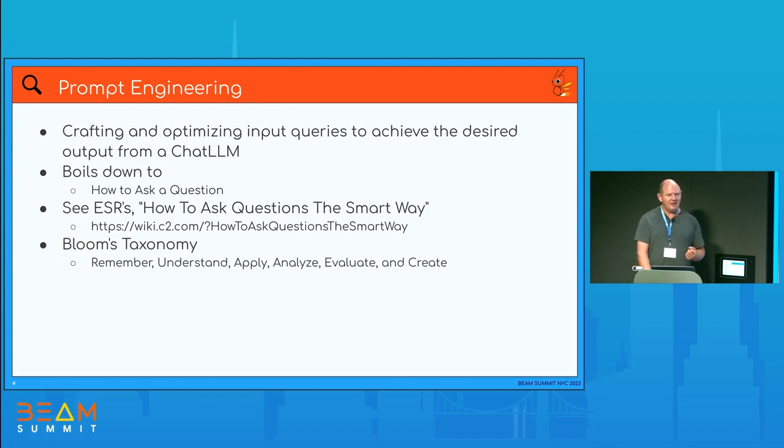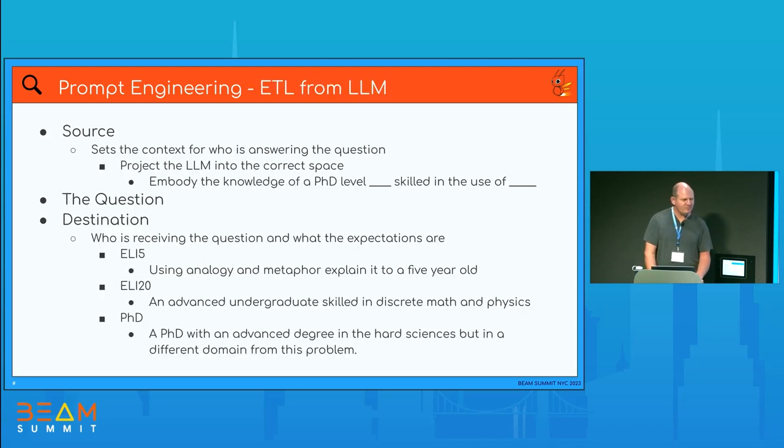The other thing is talking about Bloom's taxonomy and knowledge and epistemology and understanding knowledge and philosophy. There's a lot of different things when you're doing research about prompt engineering that you can leverage in how you would generate your prompts. So I kind of think a funny analogy for prompt engineering is sort of ETL from an LLM: extract, transform, and load. So you're going to extract some knowledge from the LLM, you're going to transform it in some way. That's the question and part of the extraction, and then you're going to load it somewhere else. That's the destination where you target how that knowledge is getting delivered to the recipient.